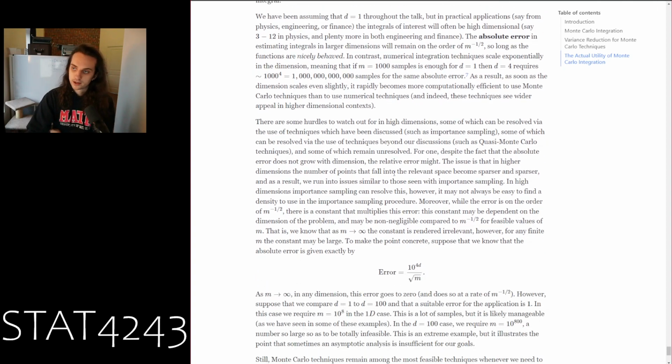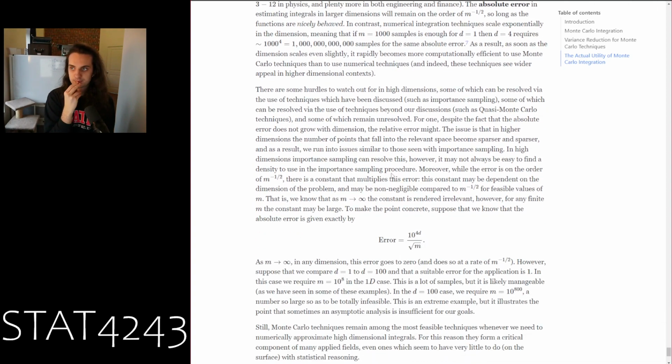Now, I will make a point that while technically the absolute error of a Monte Carlo integral does not scale with the dimension, that's not to say that in higher dimensions the problem does not get harder, right? The issue is that oftentimes we will still need more samples in higher dimensions because higher dimensional problems are sort of more sparse in a way.